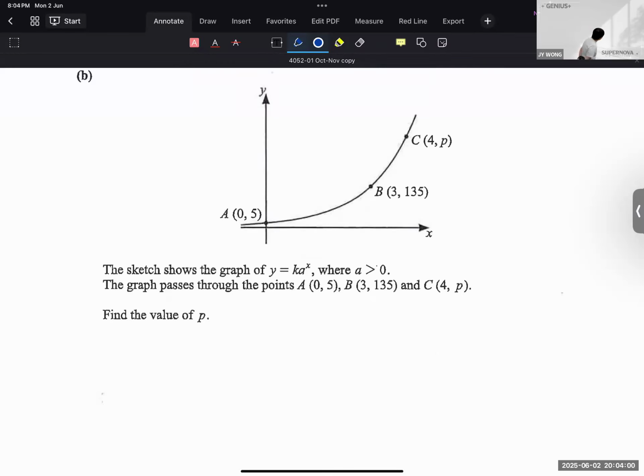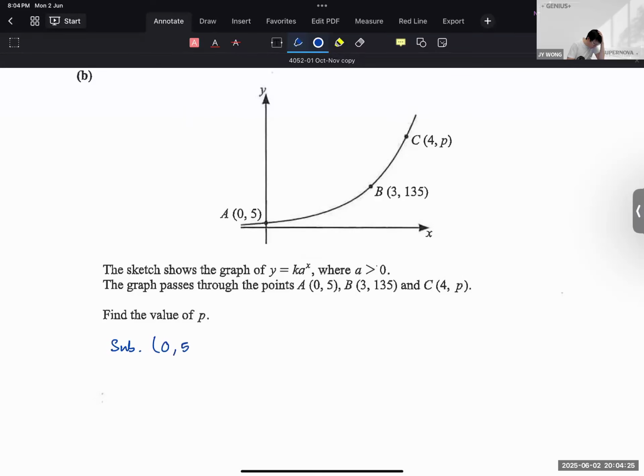Find what first? You have to find K first. How to find K? Actually, many students will be able to look at the graph and instantly tell me what's the value of K. What's the value of K actually? K is just directly 5. Why? If you don't know why, you do it by substitution.